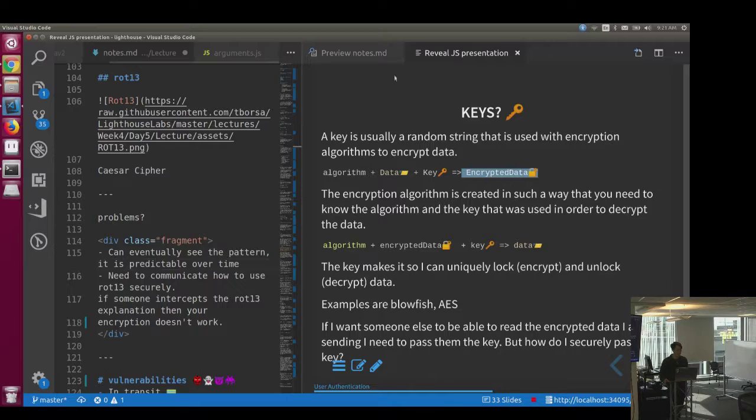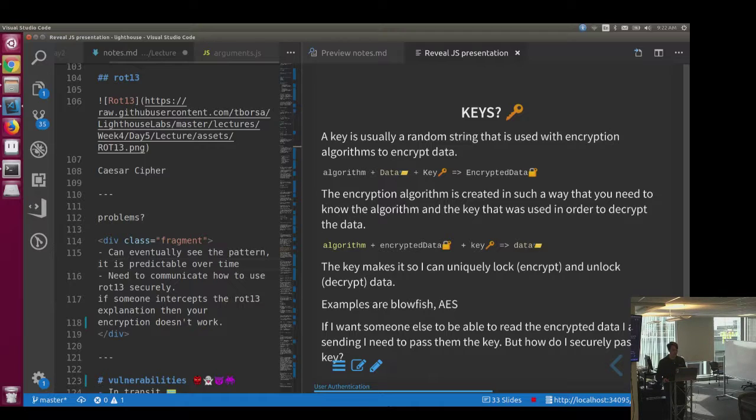With a basic encryption algorithm, you then can use the same algorithm, you give it the encrypted data, and if you use the same key, you now get the original data popped out. So we can see with these two encryption and decryption equations why it's called a key. You have a single key, you can lock the data, you can encrypt it, and then with that same key, you can unlock the data and decrypt it. So these algorithms are created in such a way that you need to both know the algorithm that was used and know the key to decrypt it.